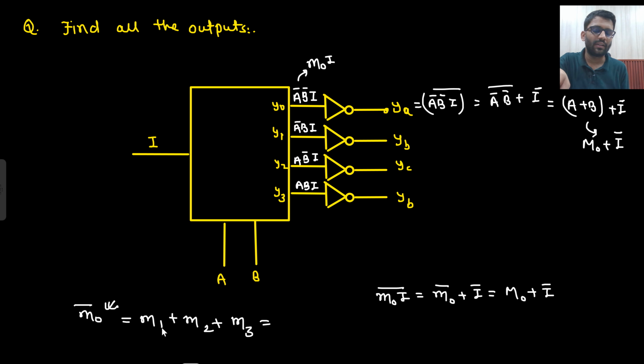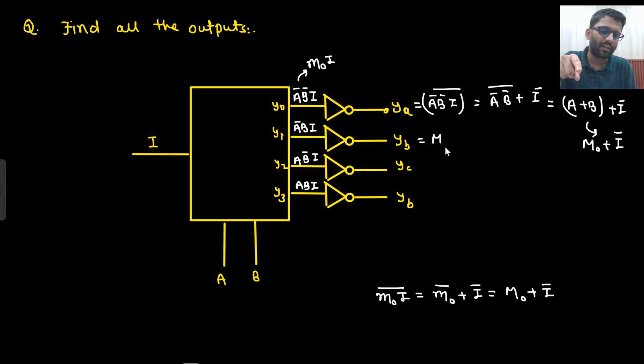And what does this mean? That my min terms are 1, 2, 3, then what will be my max term? M0. In the assignment problem, we saw a question like this, if you remember assignment 1. If M naught is not there, that means 1, 2, 3 are there. And if 1, 2, 3 are my min terms, then what will be my max term? This, right? So if the output of this is M naught I, then here the output is M naught plus I bar.